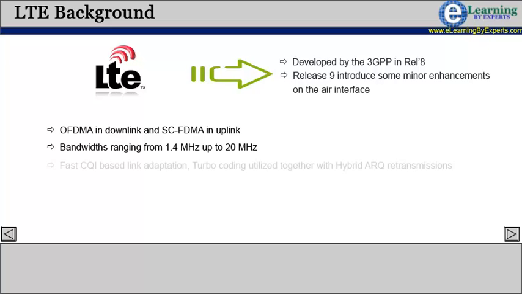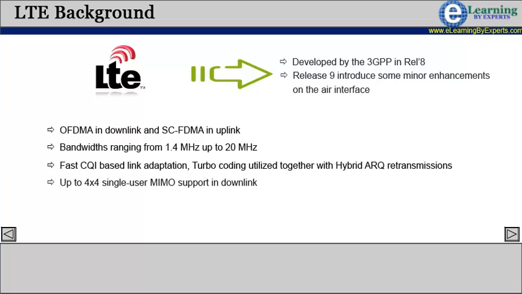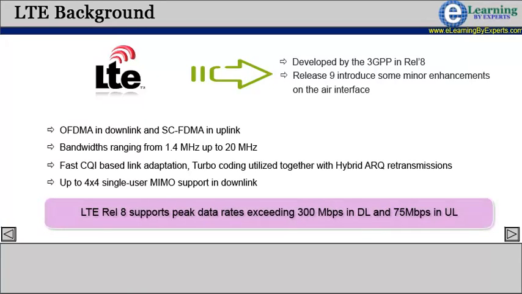LTE technology is based on fast CQI-based link adaptation, turbo coding utilized together with hybrid ARQ retransmissions, and uses up to 4x4 single-user MIMO support in downlink. With these features, LTE Release 8 supports peak data rates exceeding 300 Mbps in downlink and 75 Mbps in uplink, and a cell average spectral efficiency gain of 2 to 3 times over HSPA Release 6.